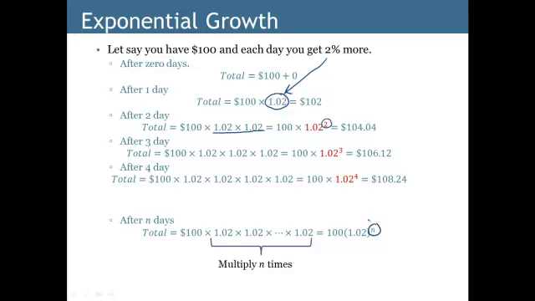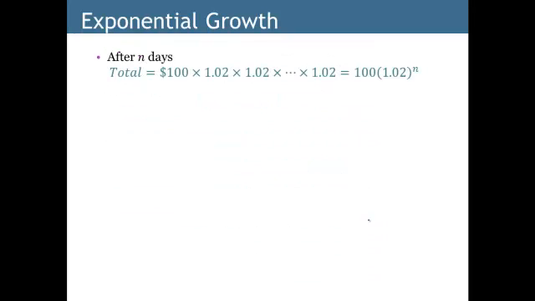It's this continual multiplication. If we look at that last formula, where did the 100 come from? That is your starting amount, or we like to call that the initial amount. In 1.02, the 1 is always for the original, and then the 0.02 came from the rate. And the n was the number of times we multiplied. In this case, it happened to be days.